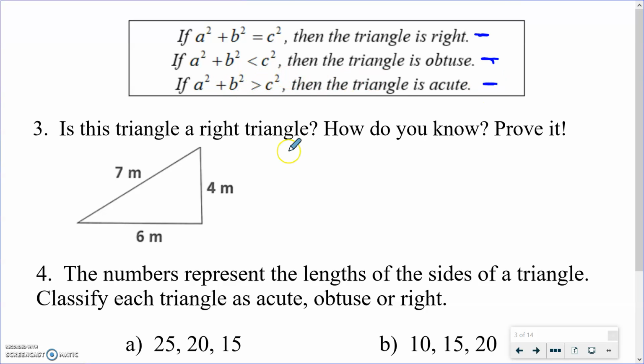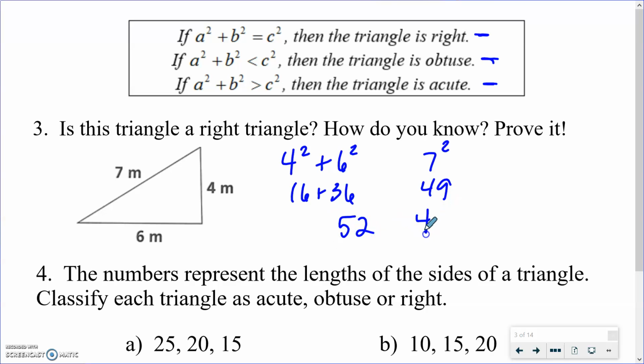So what we're going to do is just test it. We're going to say 4 squared plus 6 squared, because those are the shorter sides, and then figure out how that relates to 7 squared. So 16 plus 36, and this is 49. Okay, so this is 52, and this is 49. The two shorter sides squared are greater than the longest side squared, so we know that this is an acute triangle.